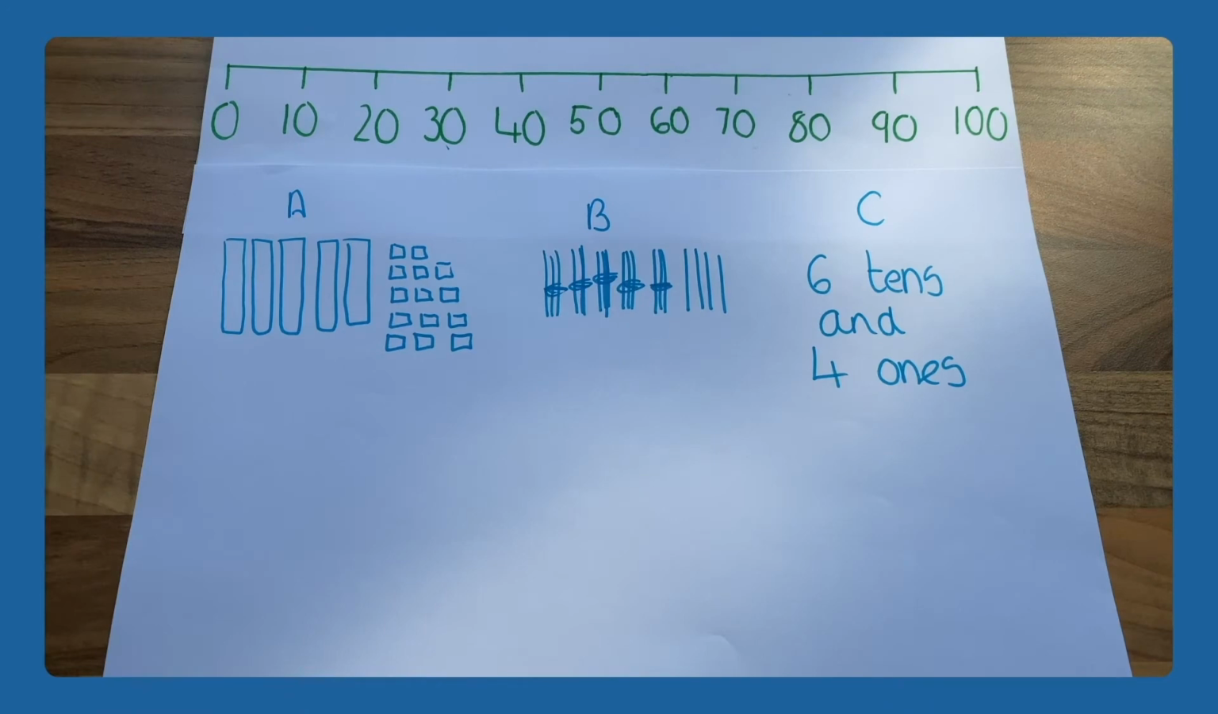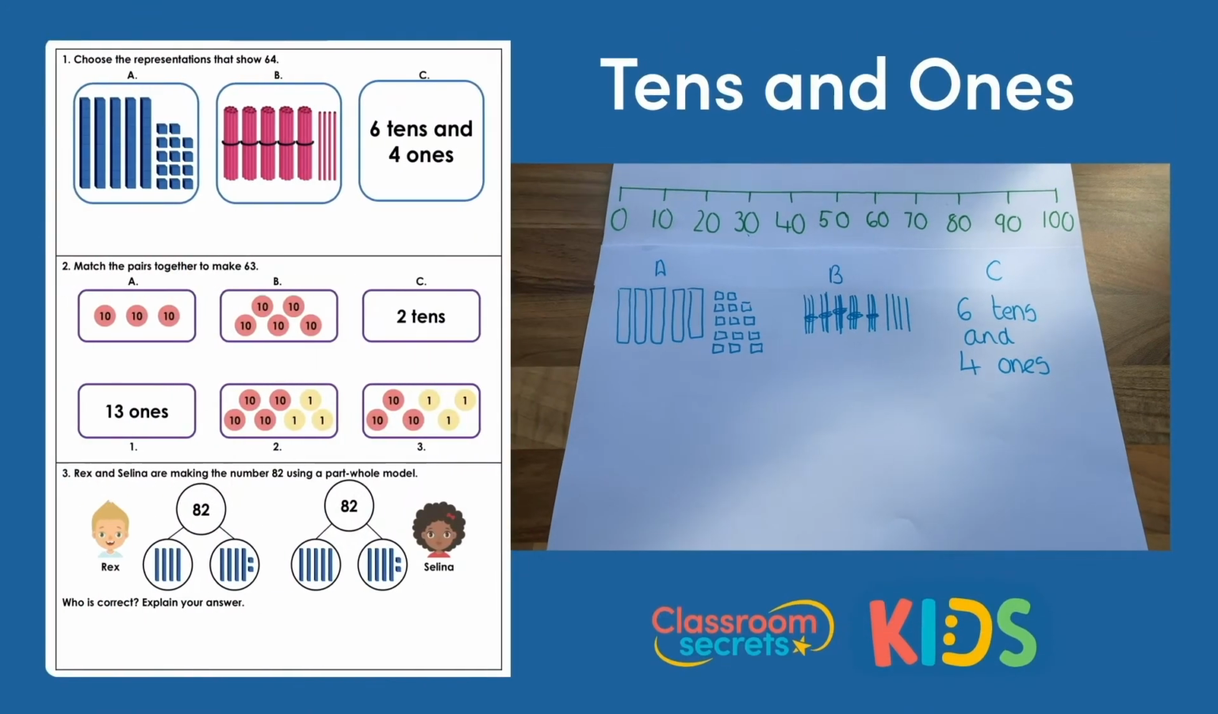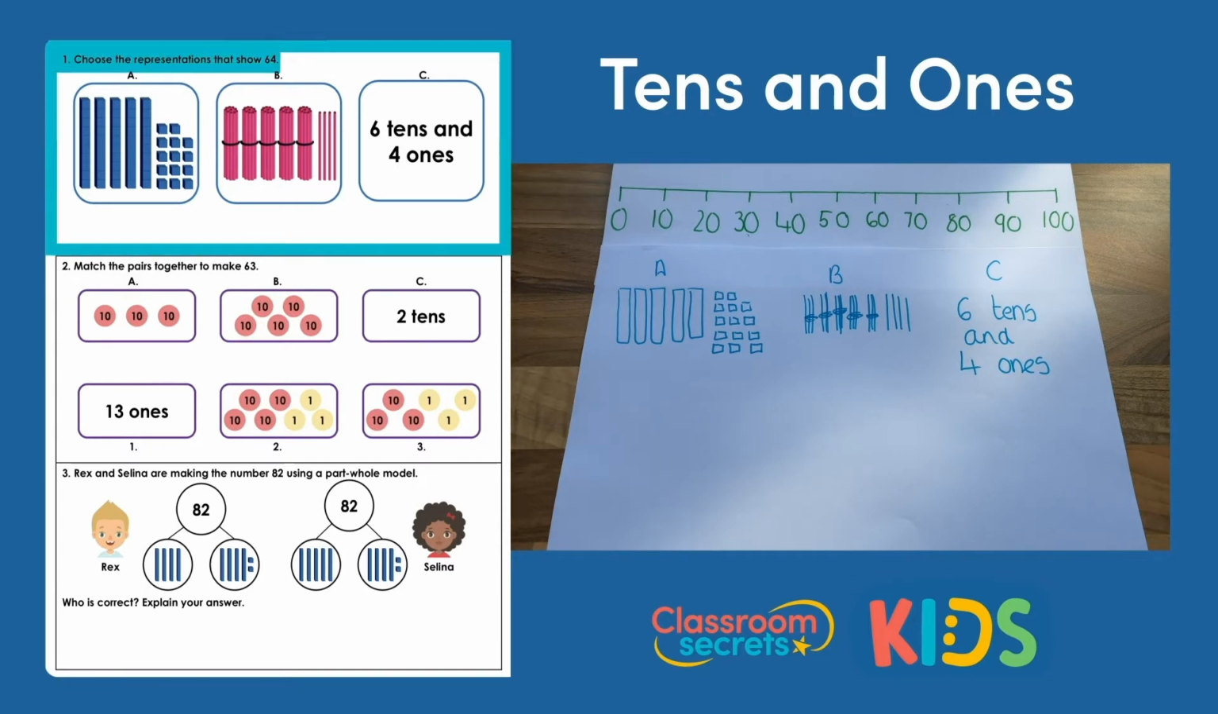Okay, in this video I'm going to take you through the answers for the tens and ones worksheet. Remember that tens and ones can be shown in different ways. We can split numbers down into tens and ones, but also the different combinations of tens and ones. So I've got a number line showing my tens on there, which is going to help me add tens together. Okay, so let's start with question 1. We've got choose the representations that show 64.